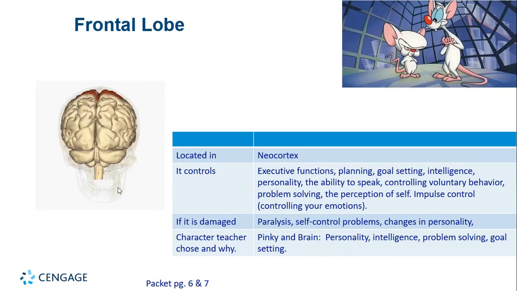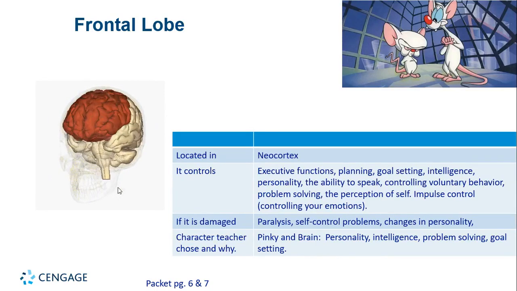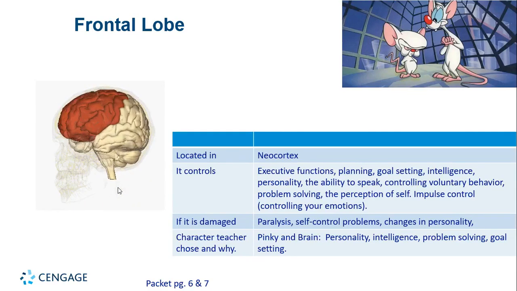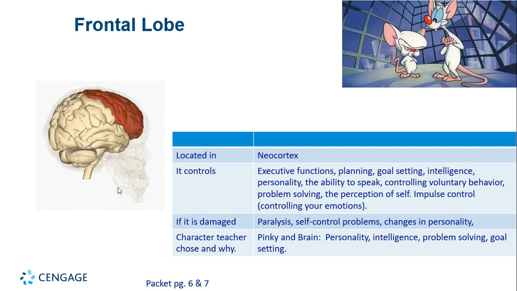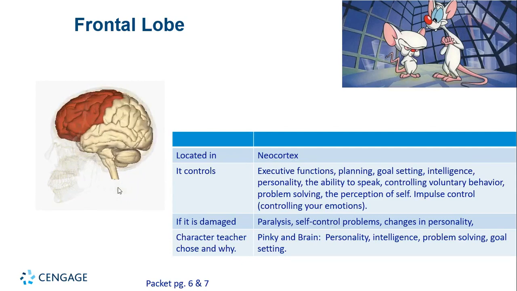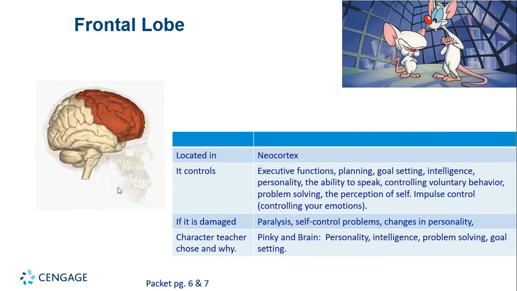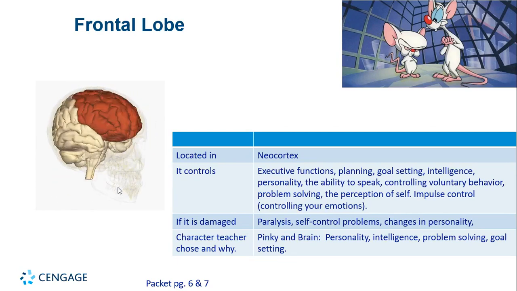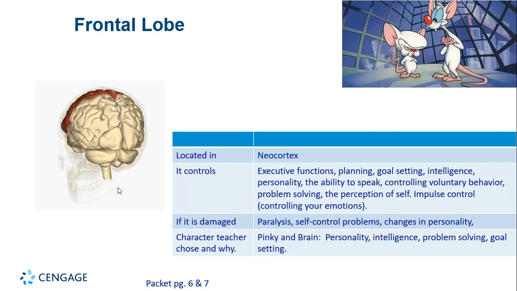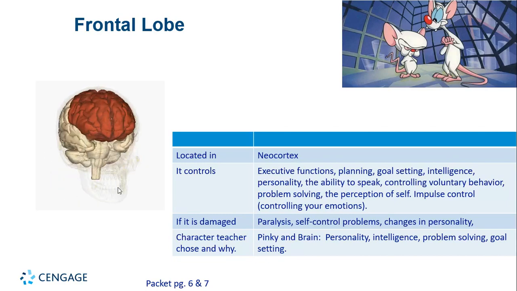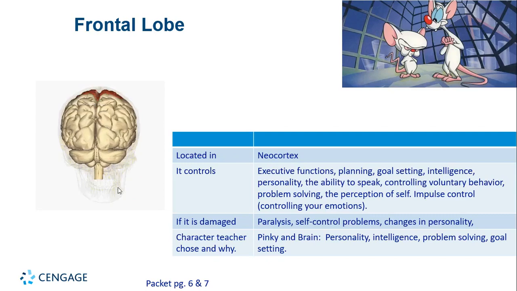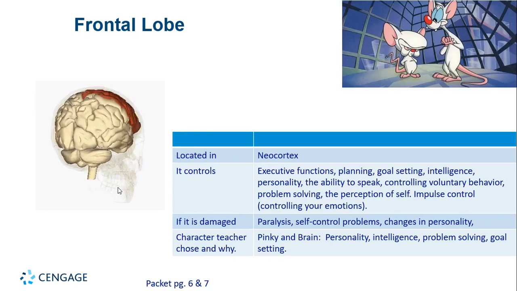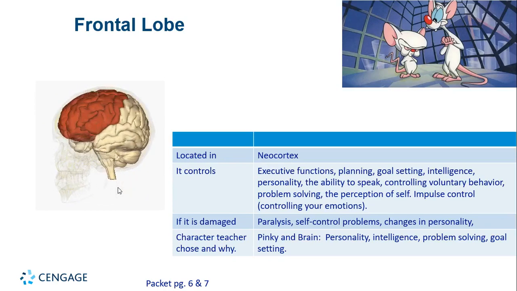The characters that I chose here are Pinky and the Brain because, first of all, they're smart mice. And even though one of them is smarter than the other, even Pinky is quite smart. He can speak and he has executive functions and they have goals. They want to take over the world and they have unique personalities. Pinky is very caring and he cares a lot about Brain and his emotions. And Brain, on the other hand, is a little bit more cold and calculating. Either way, their personalities are highly controlled by their frontal lobes.